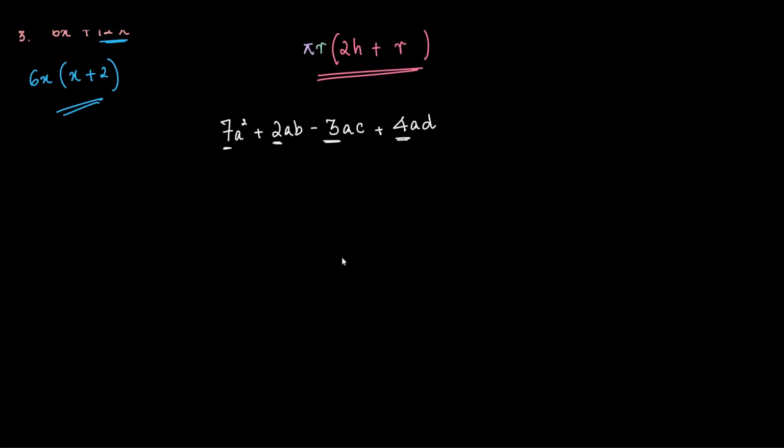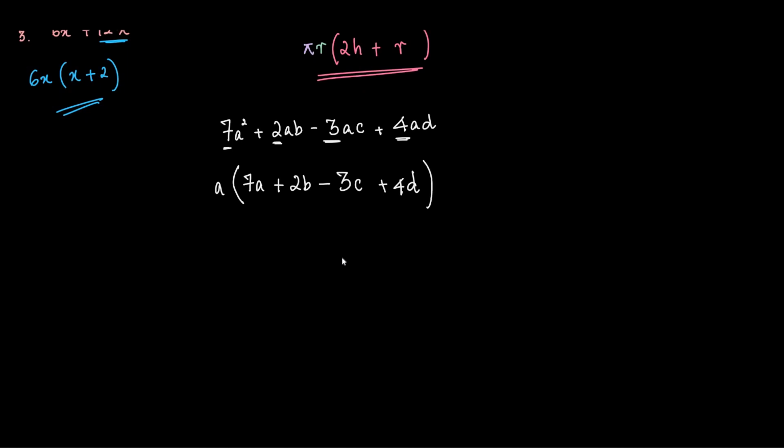So one possible way of doing a factorization for this kind of expression is to take a out common and then write what's left of the expression. So if you factor out a from the first term, you only have 7a left. From the second term, a is gone, that's just 2b. From the third term, again a is gone, that's just 3c, and likewise 4d.